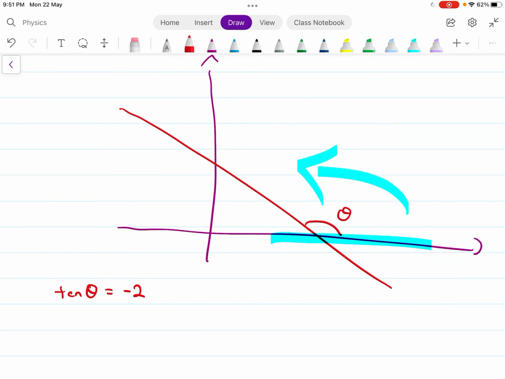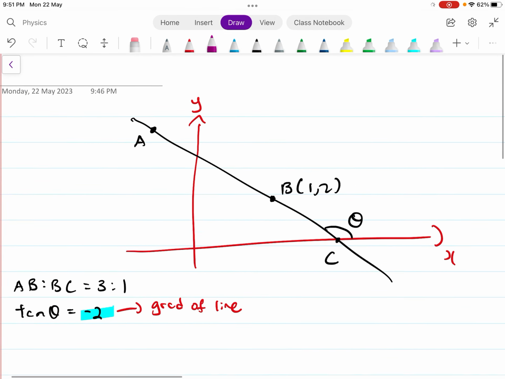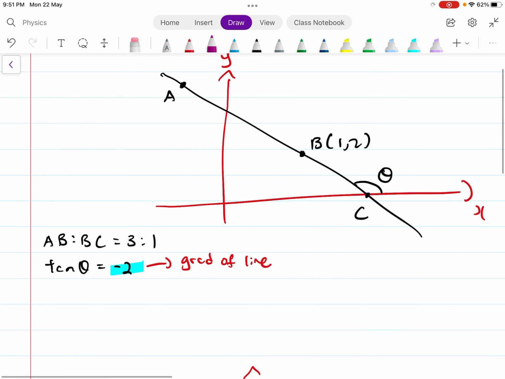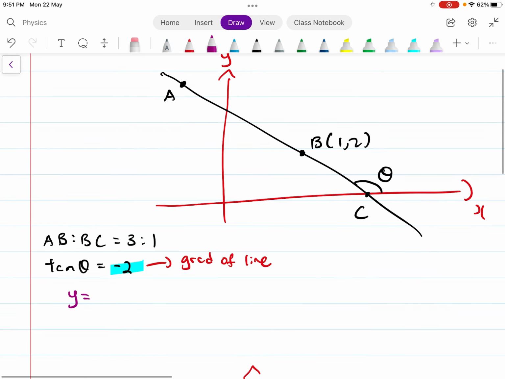So this -2 will tell me the gradient. Because this thing is rise over run, right? So this rise over run is a negative gradient. That's why tangent theta is equal to -2. Alright, so based on this idea, we know that -2 is the gradient of the line. So next thing is to find the equation of the line.